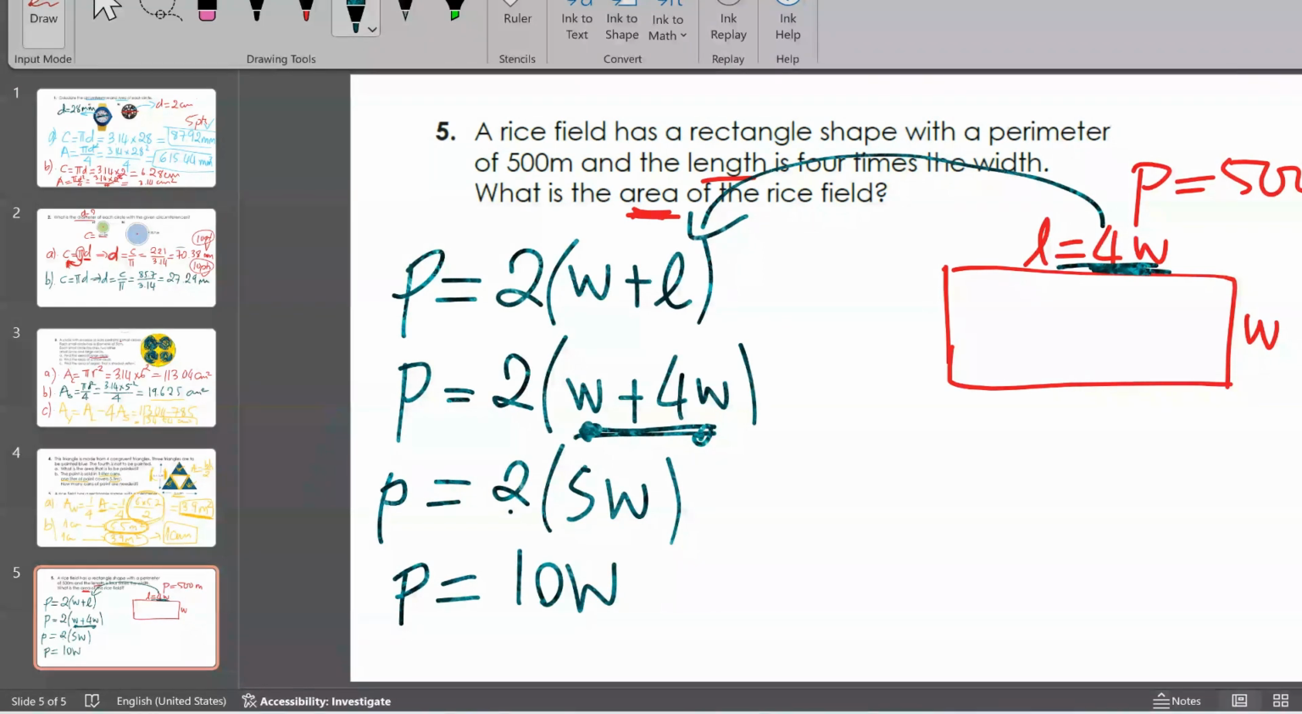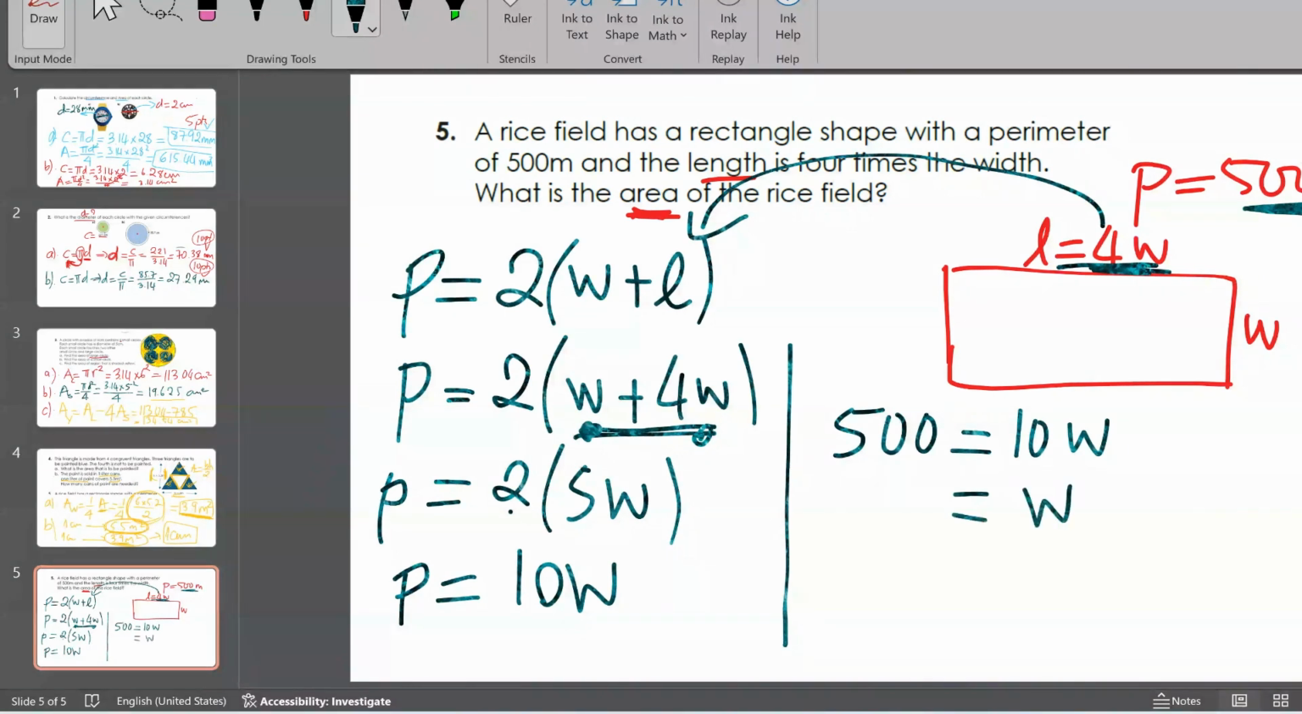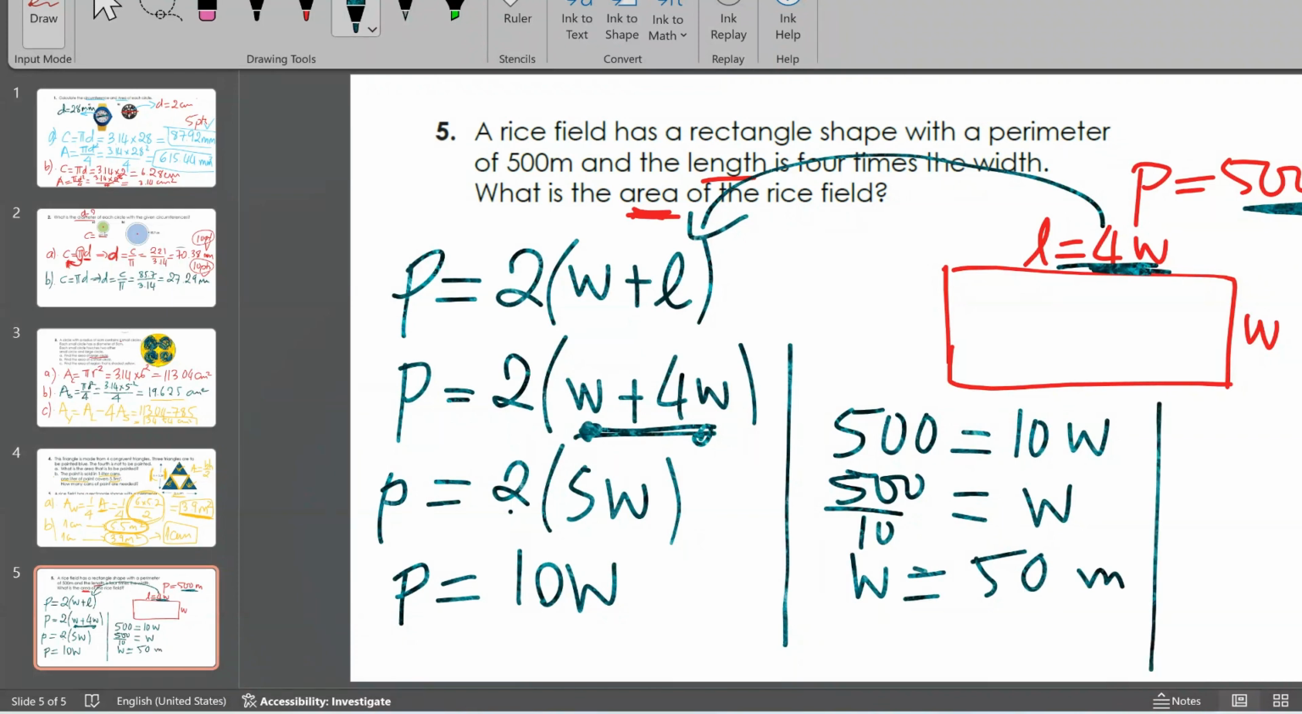So the perimeter is 10 times the width, while the perimeter is given as 500. So 500 equals 10w. In order to find w, 500 divided by 10 is 50. So now we know that the width is 50 meters. Times 4, the length will be 4 times 50, which is 200 meters. So I got it wrong.